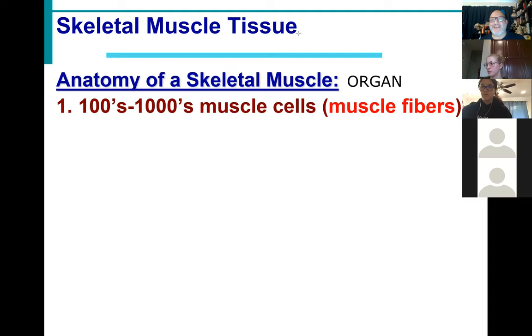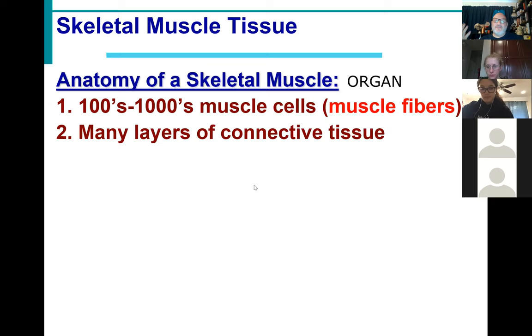Now, does that mean if I take 1,000 skeletal muscle cells and throw them into a bucket, I suddenly have a muscle of the body? No, of course not. So they need to be organized, precisely organized, as we talked about, so that they can be efficient. So there are going to be many layers of connective tissues that organize these muscle cells in place, isolating them, coordinating them, allowing them to work together efficiently.